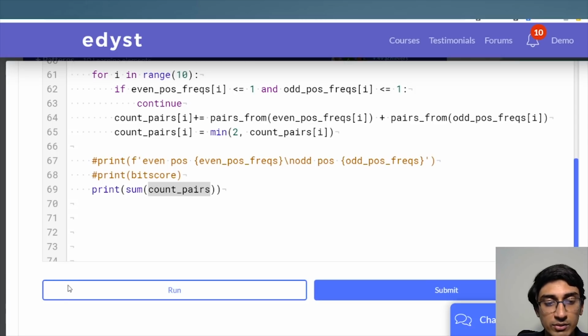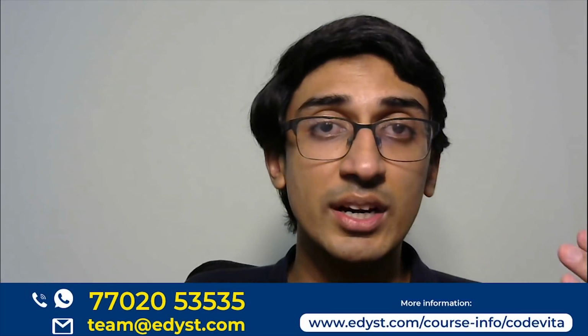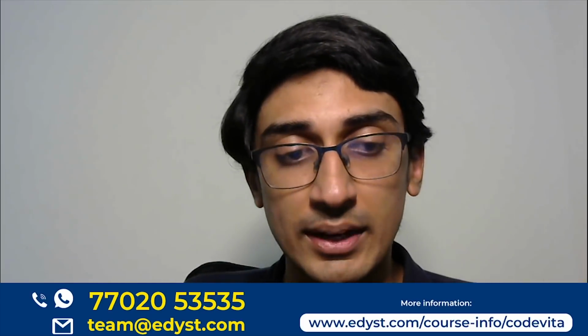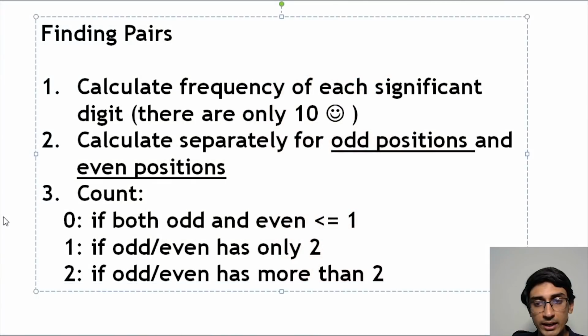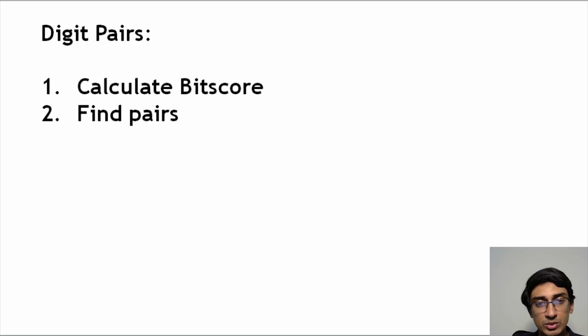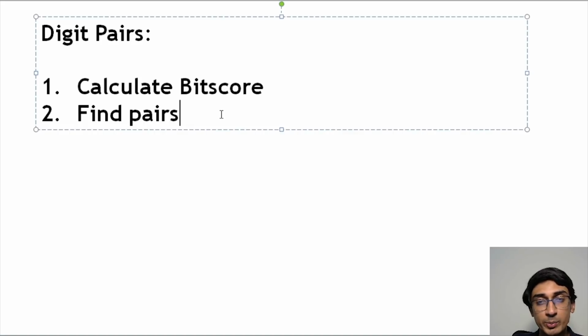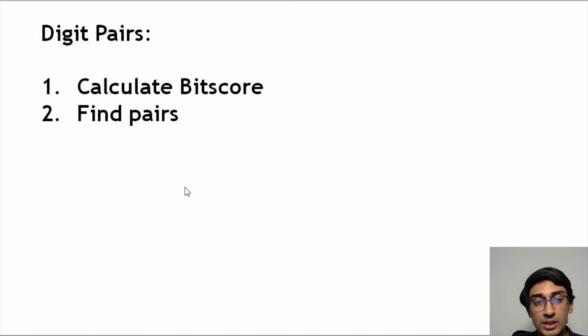Obviously, I've left one very important part, which is calculating the bit scores. So again, just going back to the question, if you remember, this is what we were talking about. We have to calculate bit scores and find pairs. We have explored how you can find the pairs given the bit scores. So given the bit scores, we are able to find the pairs. How does one calculate the bit scores though?